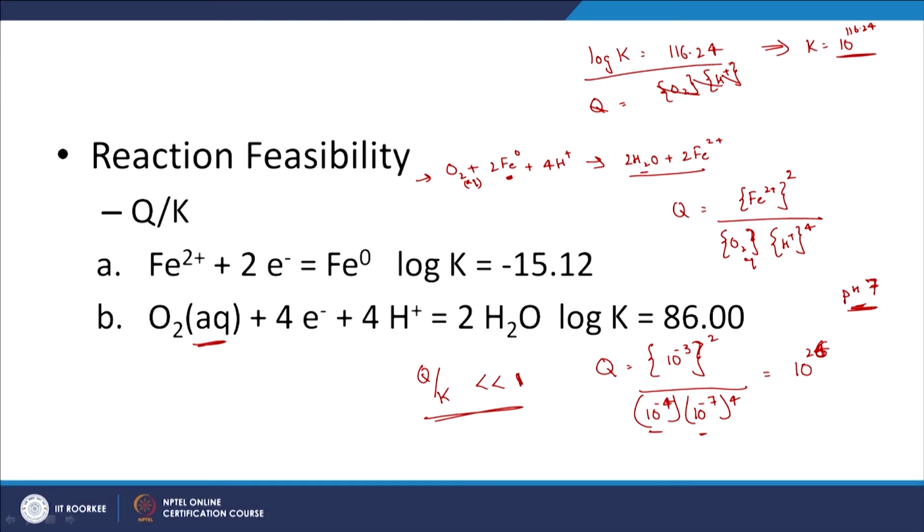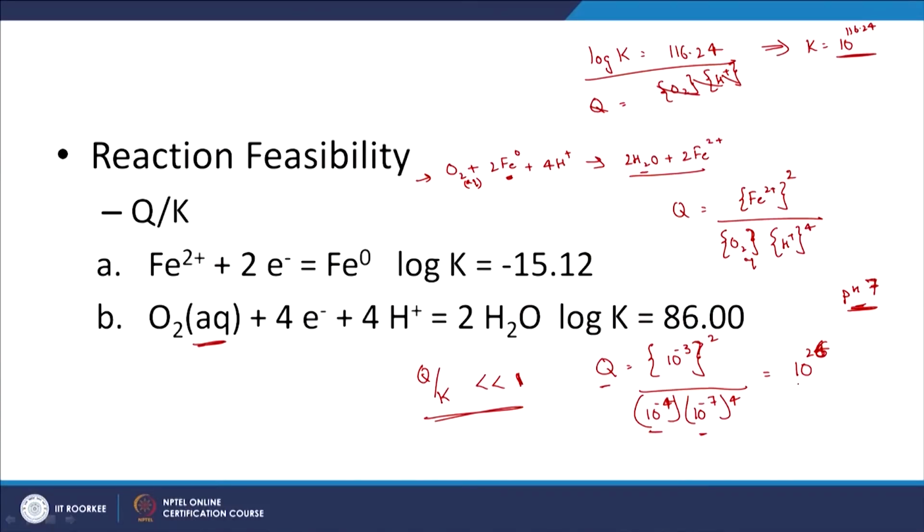So I calculated K from the relevant, let us summarize what we have been up to. I calculated K for the overall reaction of oxidation of iron by oxygen, or more or less the corrosion of iron by oxygen. And then I calculated Q, the ion activity product for a particular scenario, at pH 7, and I assumed that iron and oxygen concentrations are relatively low. Obviously I see that Q is much lower, 10 power 26, and K is something like 10 power 116, which is much less than 1.